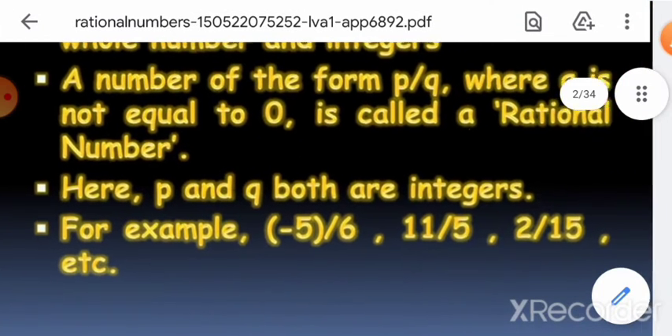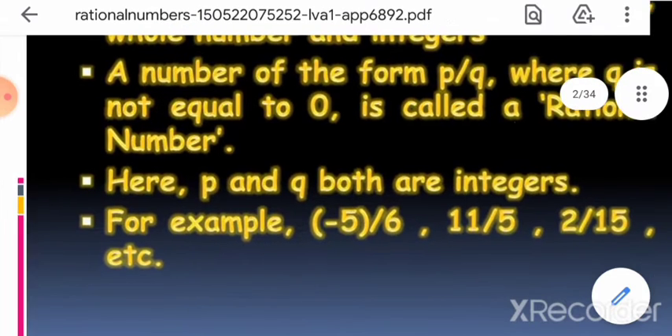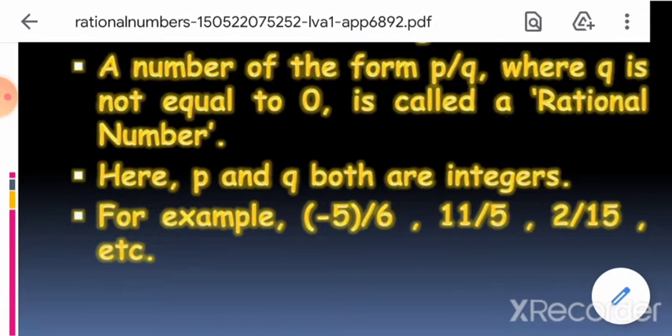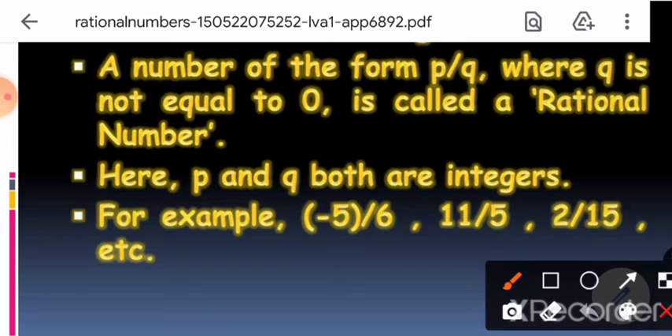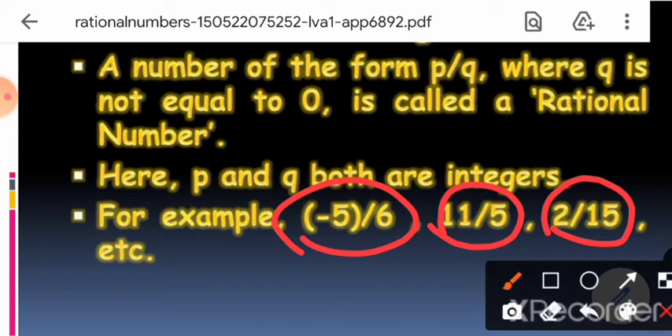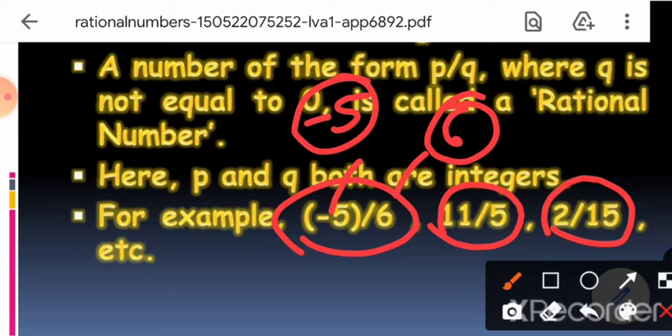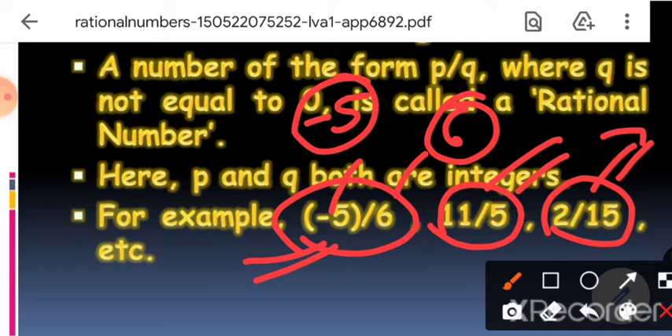For example, some examples are given here, where p and q are both integers. Minus 5 by 6 is also a rational number. 11/5 is also a rational number. 2/15 is also a rational number, because both p and q are integers and q does not equal 0. Minus 5 is an integer and 6 is also an integer. So the property that a number can be written in the form of p by q, where p and q are integers and q does not equal 0, is fulfilled for these numbers. So all of these are rational numbers.